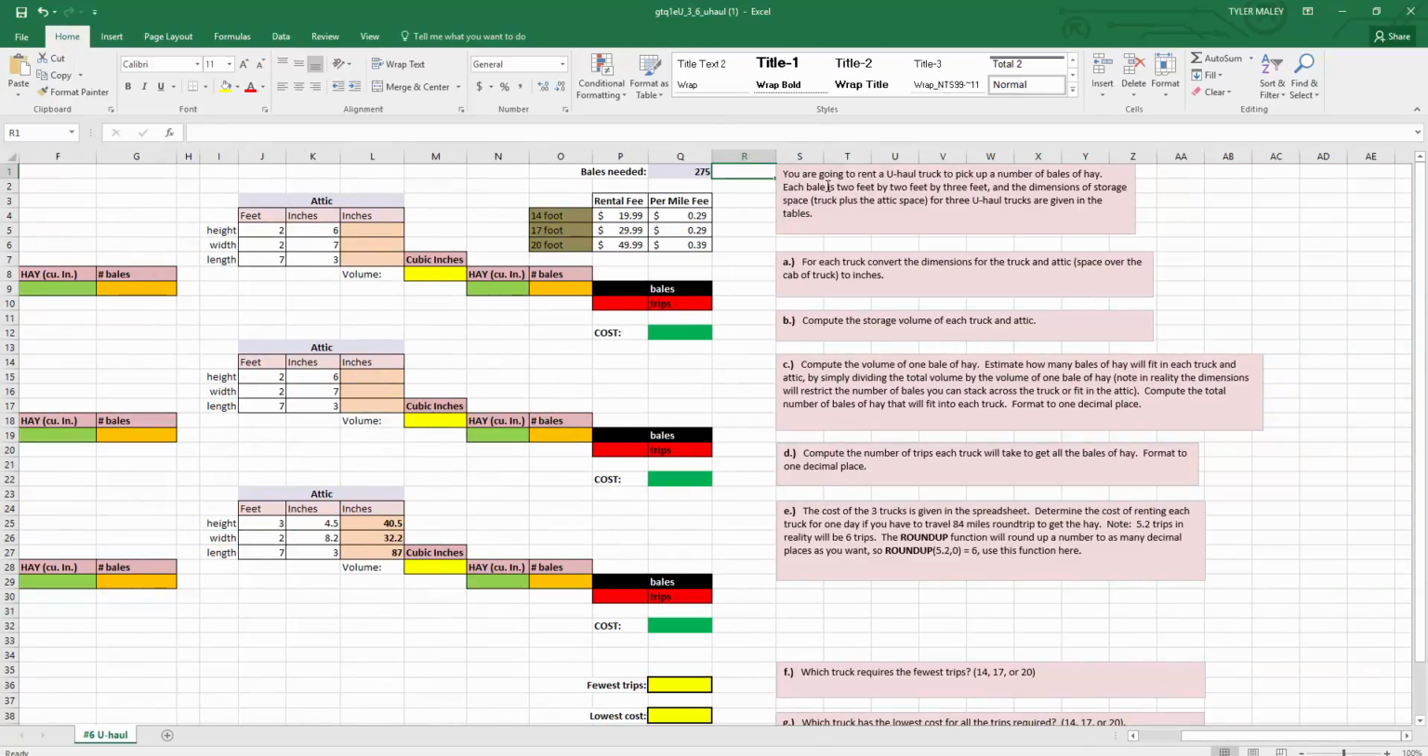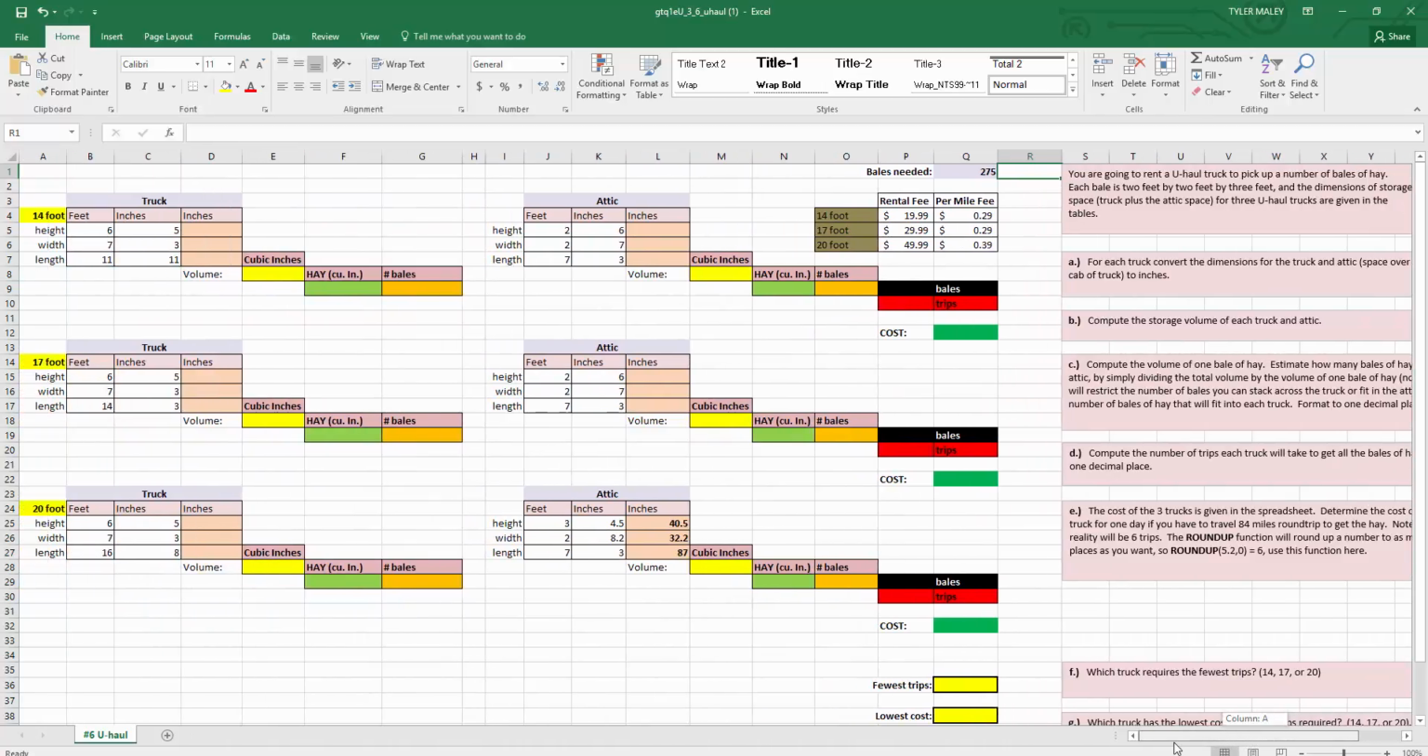So we have the U-Haul problem. It says you are going to rent a U-Haul truck to pick up a number of bales of hay. Each bale is 2 feet by 2 feet by 3 feet, and the dimensions of the storage space, truck plus the attic space for 3 U-Haul trucks, are given in the tables, right? So for each truck, we want to convert the dimensions of the truck and the attic space over the cab of the truck, which is the attic, to inches, right? So really, you're looking at these parts here in the orange.